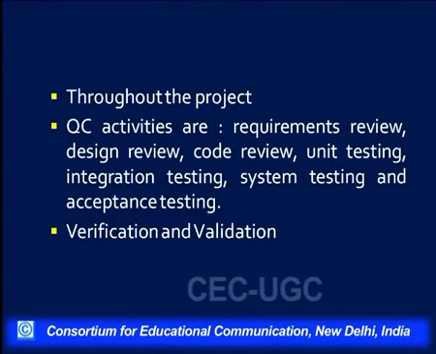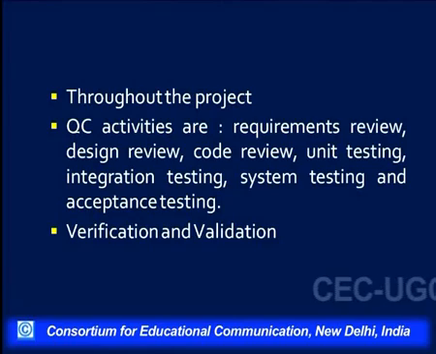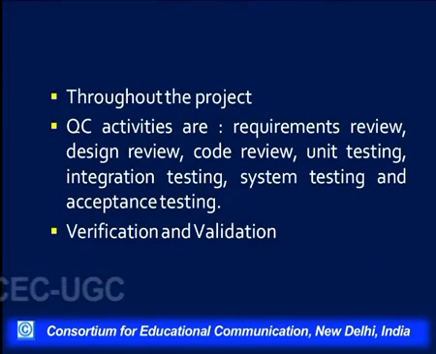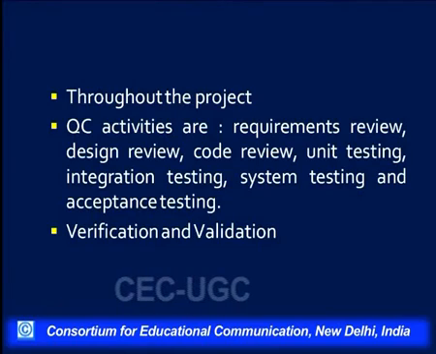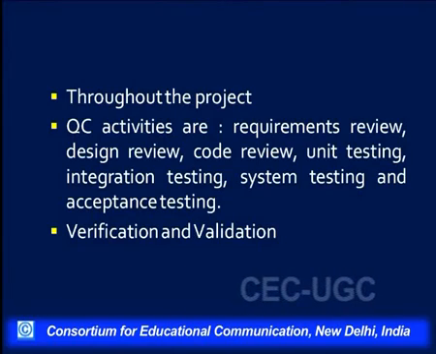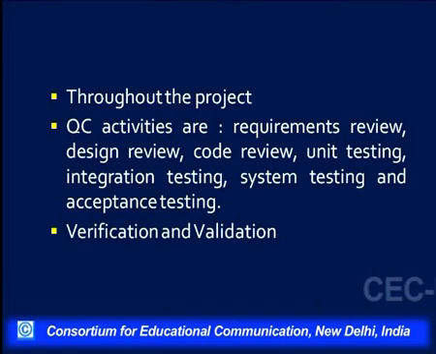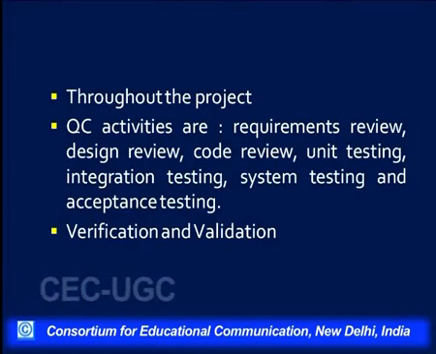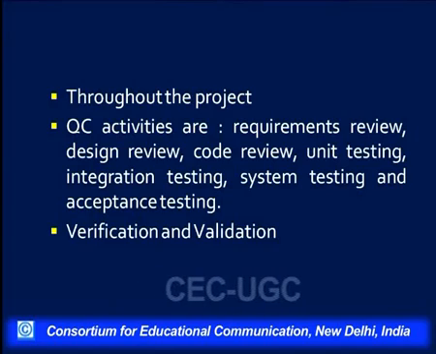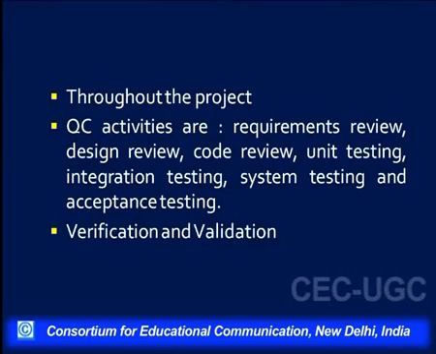So it is throughout the project that the quality control activities have to be performed and quality has to be kept in mind. Quality control activities are requirements review, design review, code review, then unit testing, integration testing, system testing and acceptance testing. So to ensure quality, each step of the software development process has to undergo a review and testing.